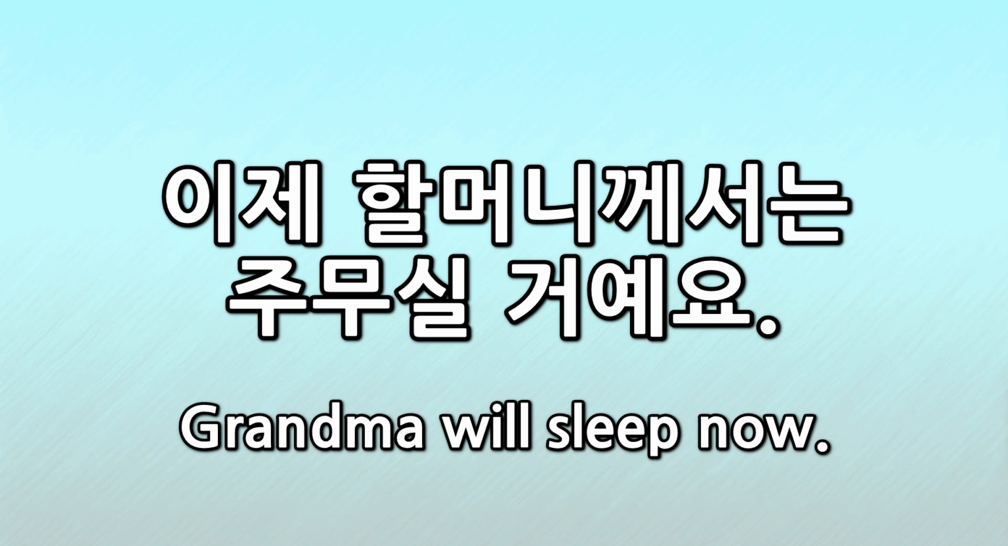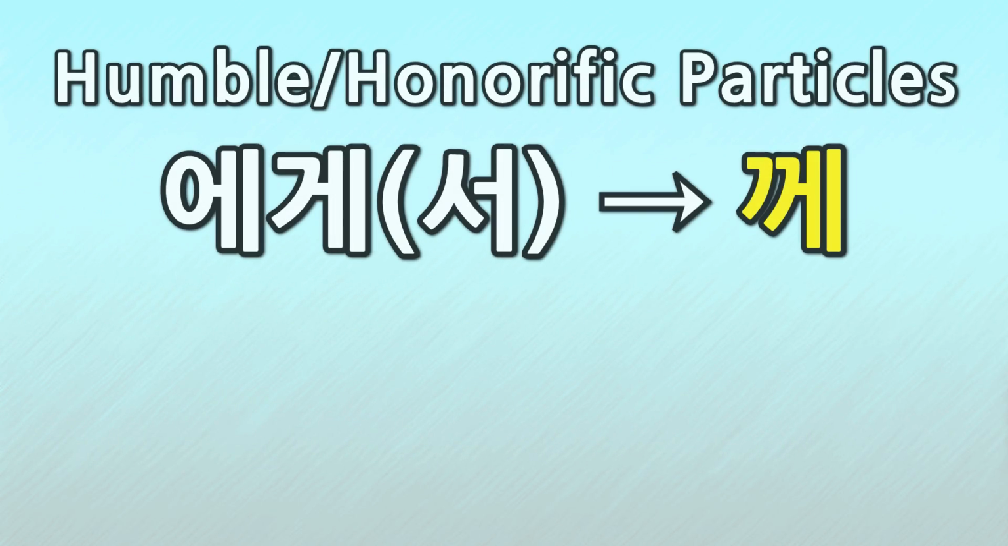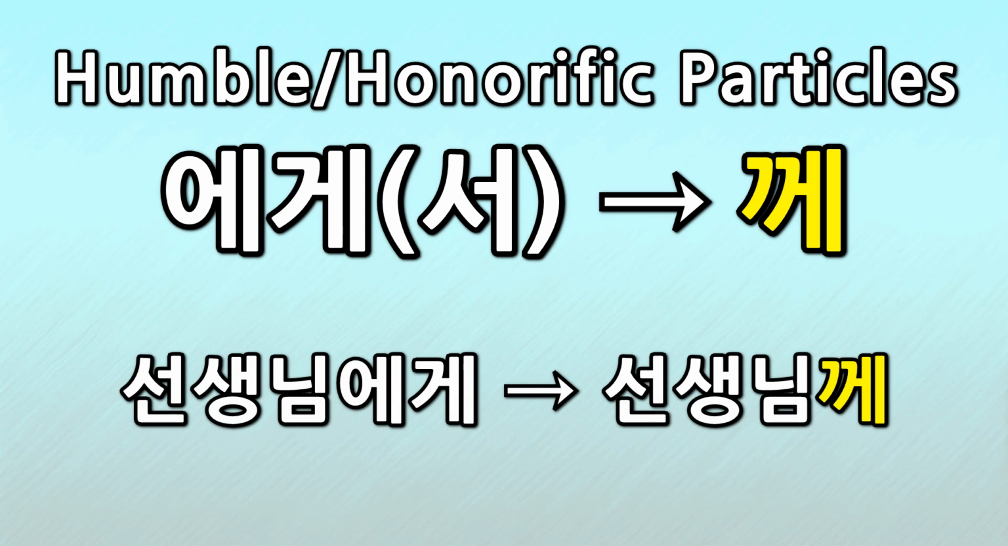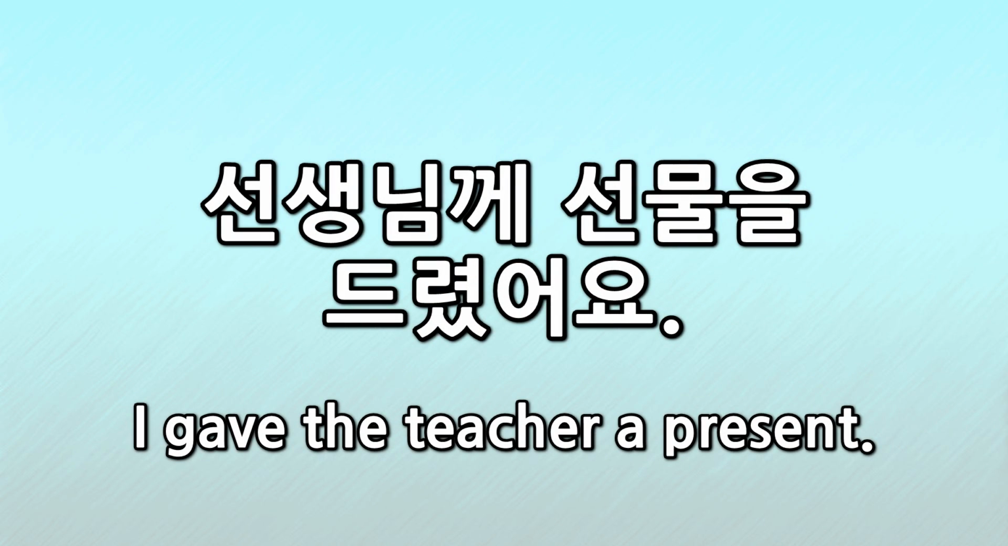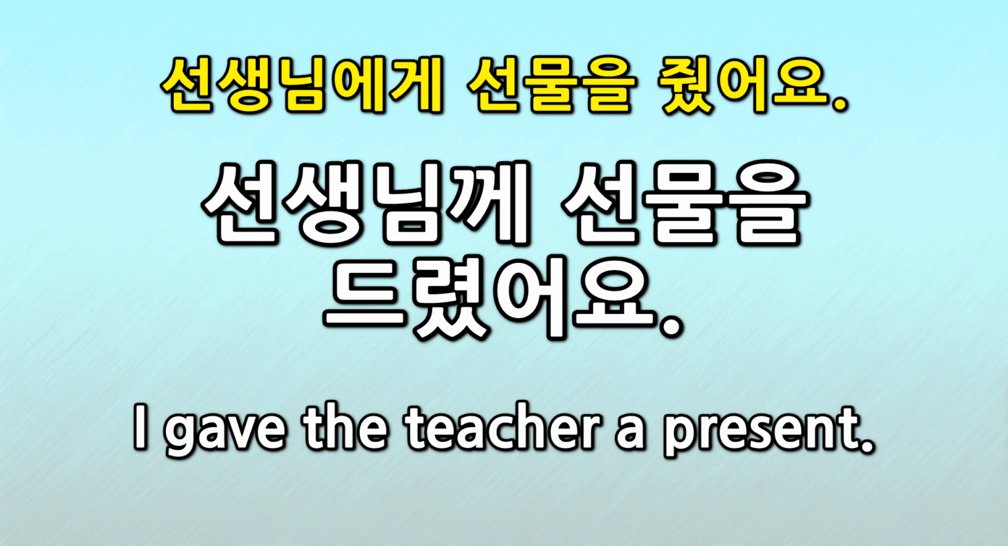And the third one, 께, is used instead of 에게, meaning to or from, and instead of 에게서, meaning from. So instead of saying 선생님에게, say 선생님께 when you're using honorific and humble speech. Here's an example. 선생님께 선물을 드렸어요. I gave the teacher a present. This sentence has the same grammatical meaning as 선생님에게 선물을 줬어요, but it shows not only extra respect by using 께, but humility by using the verb 드리다 instead of the normal verb 주다.